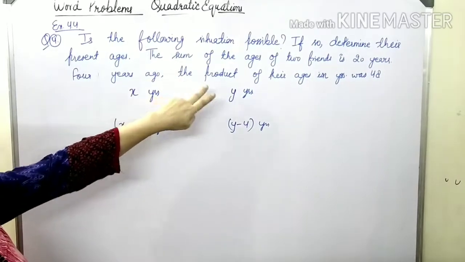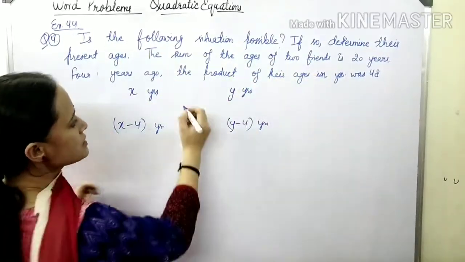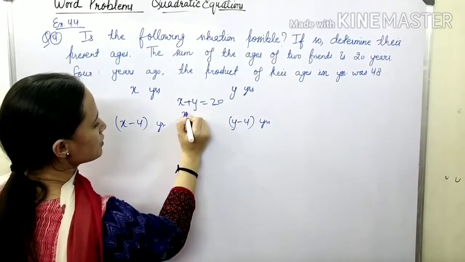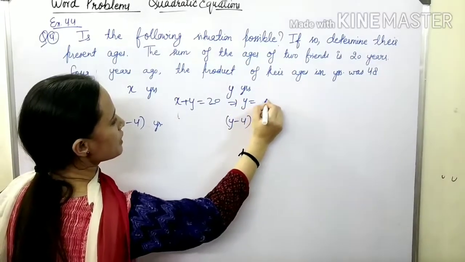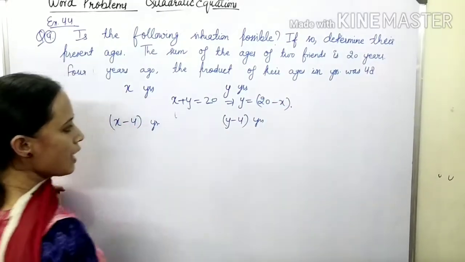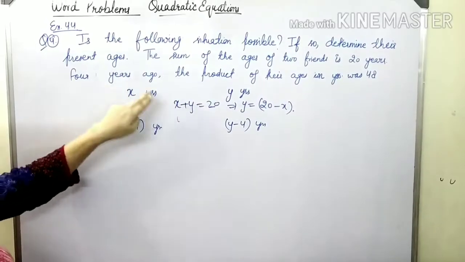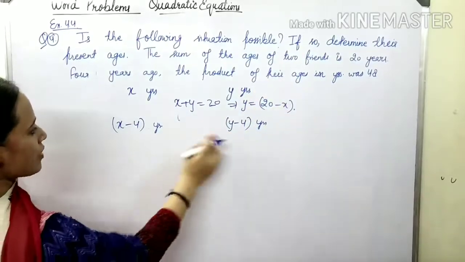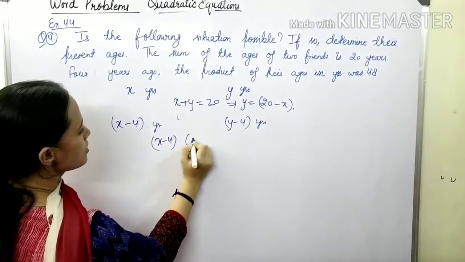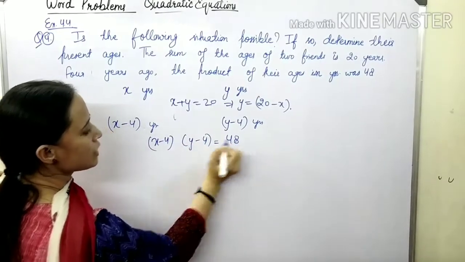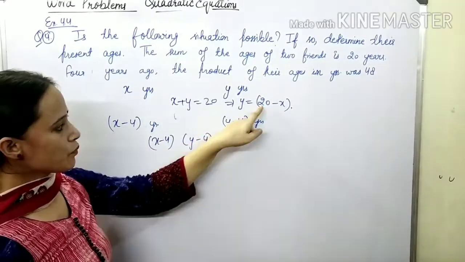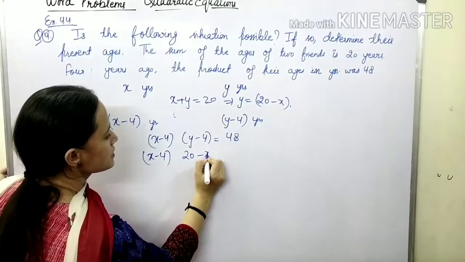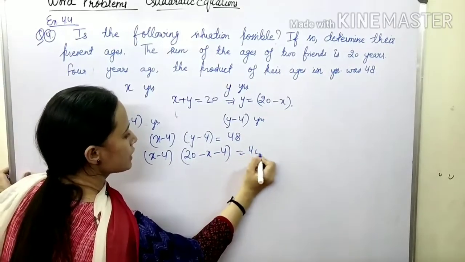Now we'll see the condition. The sum is given as x plus y is equal to 20. So we can find the value of y from here, that is 20 minus x. And the second condition is given that 4 years ago, the product of their ages in years was 48. So we have to take the product of these two ages. It is given 48. The value of y we can put from here: (x minus 4) times (20 minus x minus 4) equal to 48.